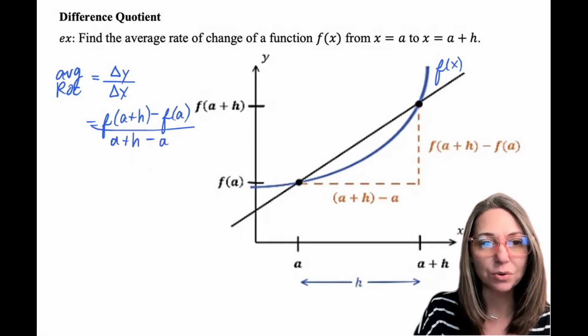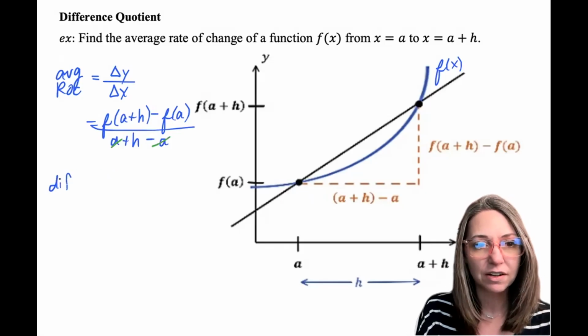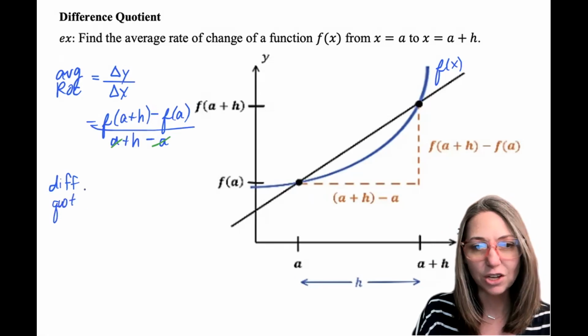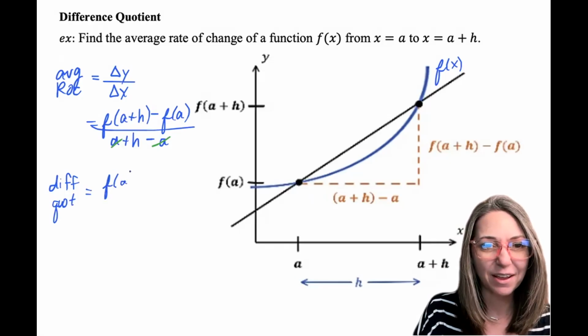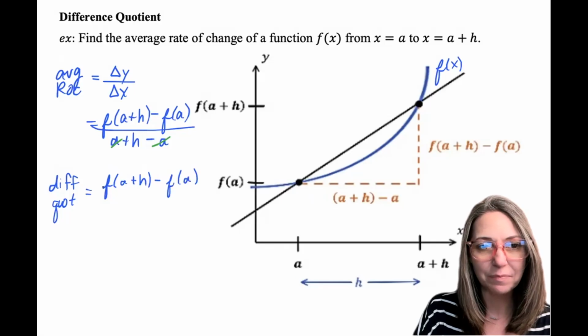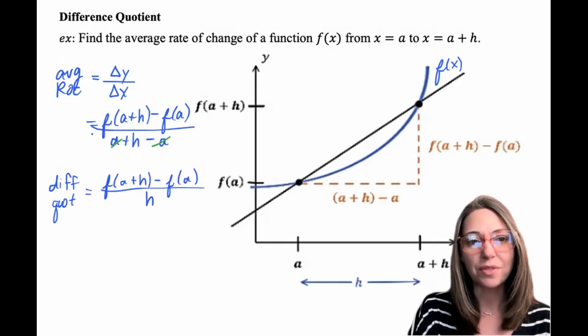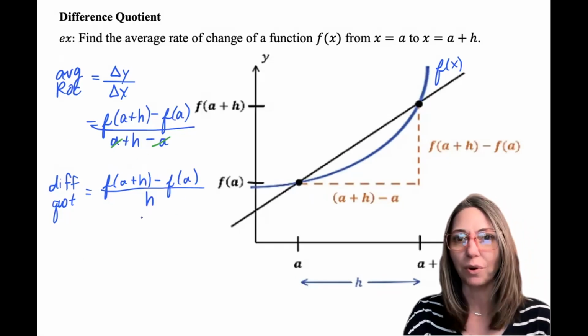Well, those a's do cancel, a minus a. And so what we get is, we call this the difference quotient. I'm going to abbreviate it right here as DQ, which if you live in Texas like me, you'll get that. Anyways, it is f of a plus h minus f of a all over h. And there you go. There's your difference quotient, okay? So that is definitely something you would want to have memorized for most pre-calc classes and definitely for calculus.